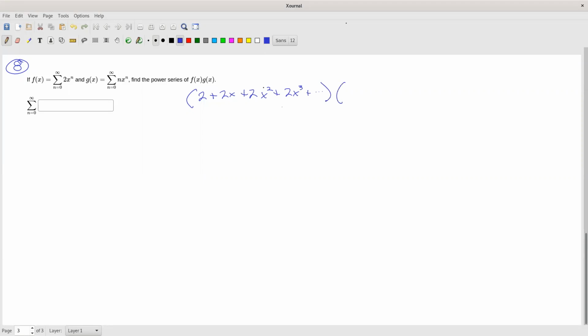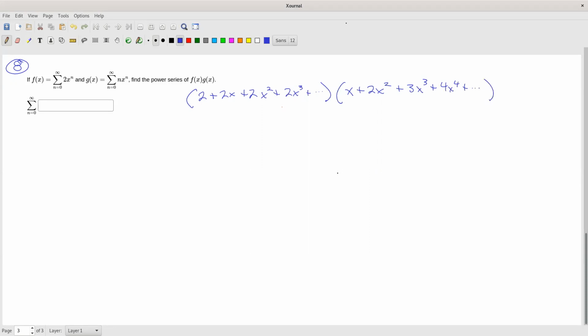All right, what does g look like? Well, g says to do an n times x to the n. Now, note if n equals 0 here, the first term is going to be a 0, so that's negligible. So then the first real term is when n equals 1, so I'm just going to get 1x, and then 2x squared, and then 3x cubed, and let's do one more, 4x to the 4th. And we keep going.